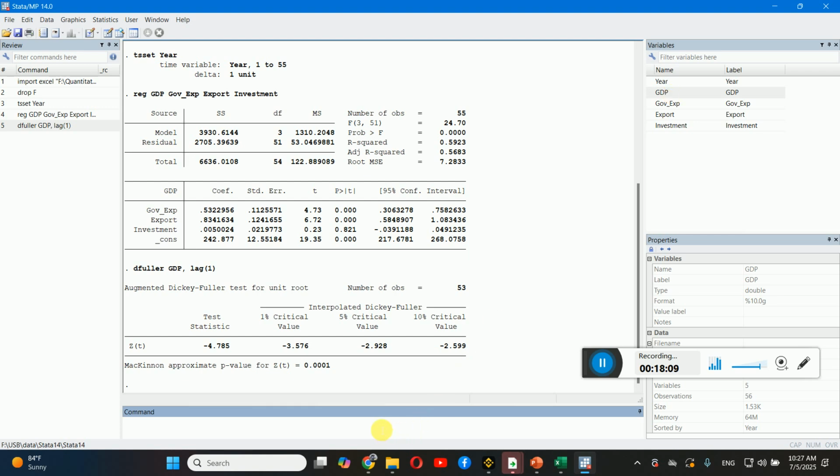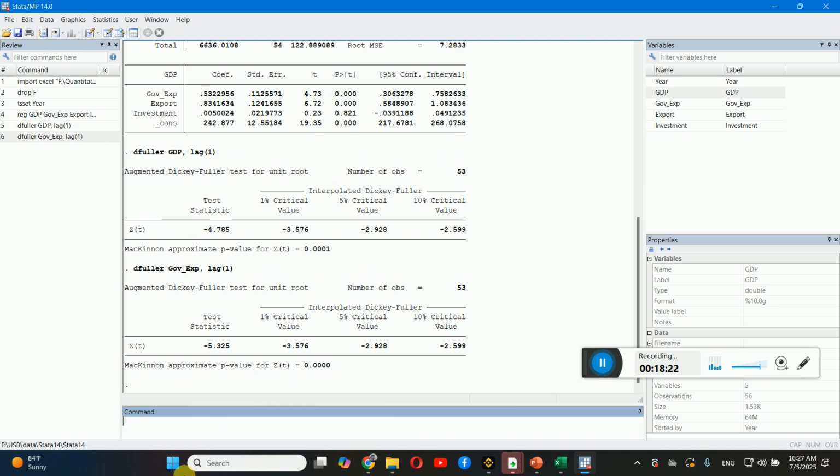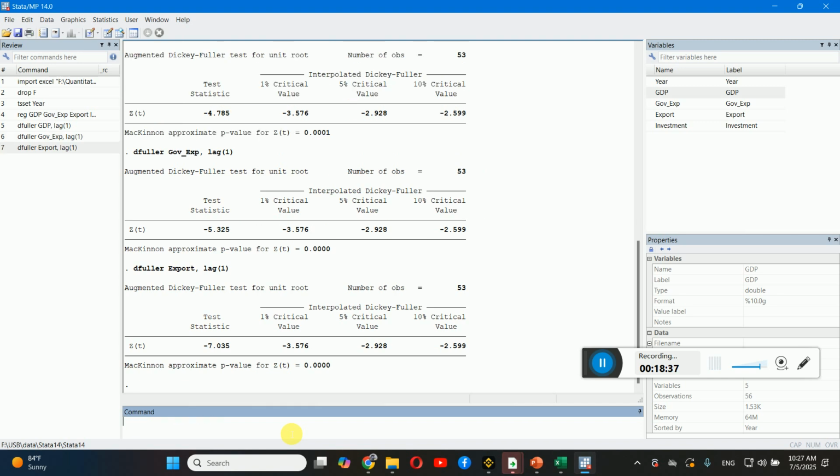Now we are checking another variable. So type dfuller again, and take government expenditure as the second variable, and type lag 1. The p-value is also less than 0.05. It means the government expenditure variable is stationary, right? Then dfuller, and take the third variable, which is export, and lag 1. The export p-value is also less than 0.05, so you can say that this time series variable is stationary.